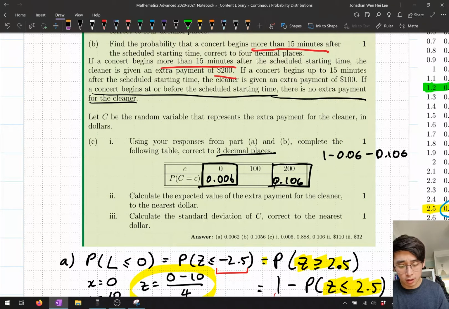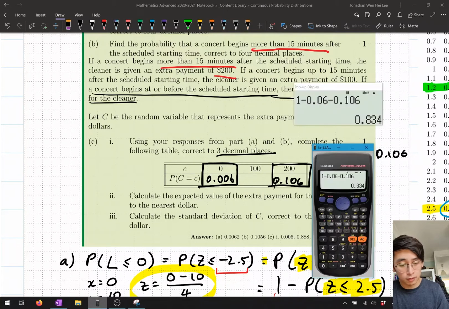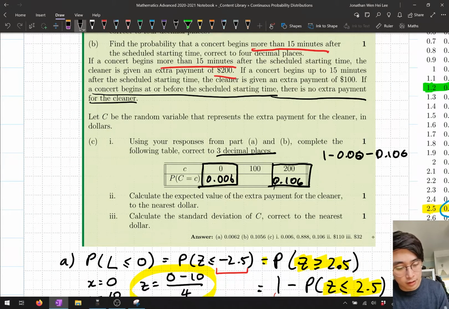Hang on, did I do something wrong here? I think I put one decimal place off. Yep, I'm one decimal place off. Whoops. For the first one, it's 0.006. I knew something was off. Okay, cool, this should be 0.006, my bad. This should be 0.888, and there we go. Okay, that's the first part here.